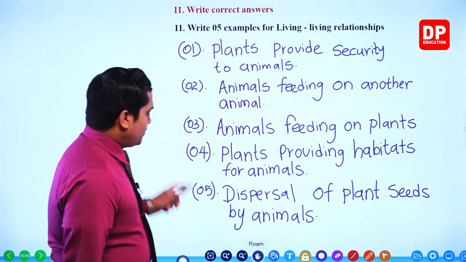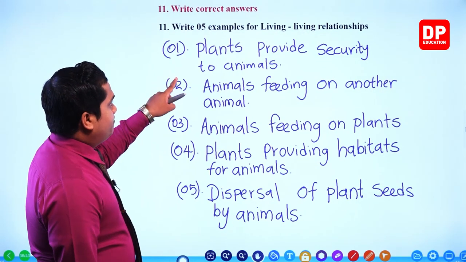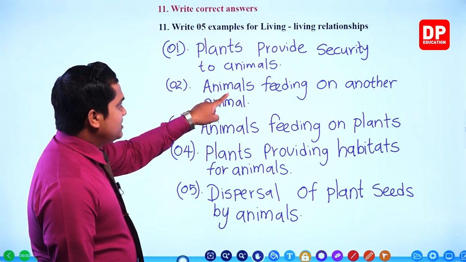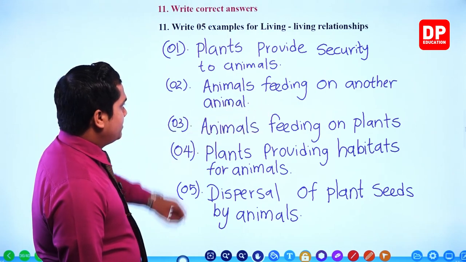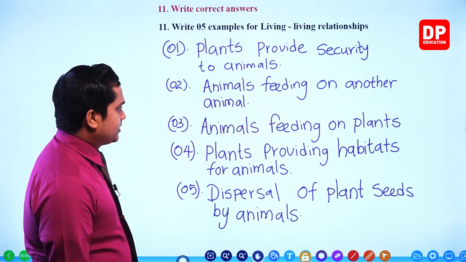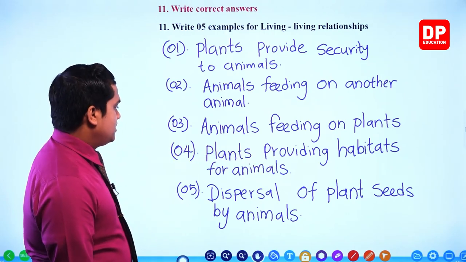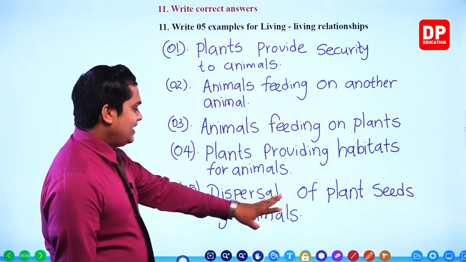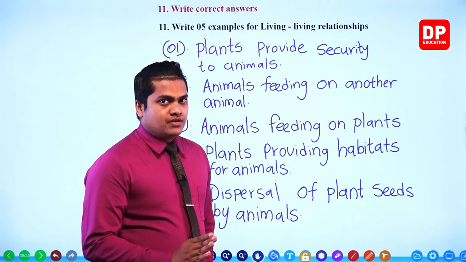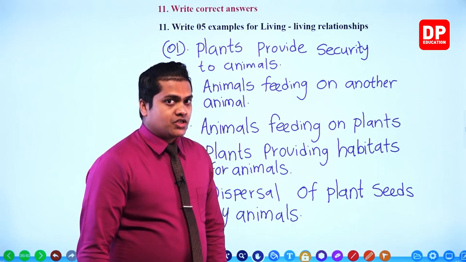Right. So, five living relationships. Plants provide security to animals. Animals feeding on another animal. Animals feeding on plants. Plants providing habitats for animals. Dispersal of plant seeds by animals. So these are the places where we can observe living relationships. These are the examples for living relationships, my dear children.